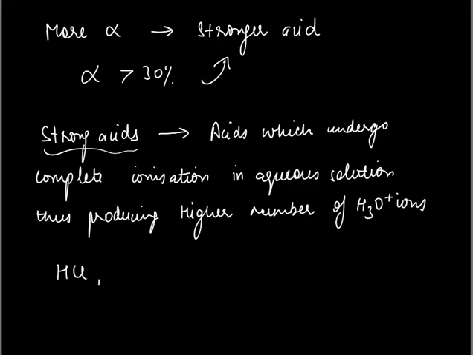So the examples of strong acids: HCl, HI is a strong acid, HNO3 is a strong acid, nitric acid, we have H2SO4 which is a strong acid. We can even write perchloric acid, HClO4, which is a strong acid. So we say that all these acids can ionize almost completely, but we never say 100%, almost.